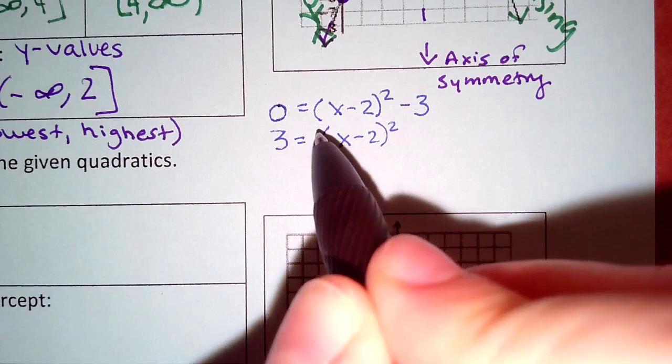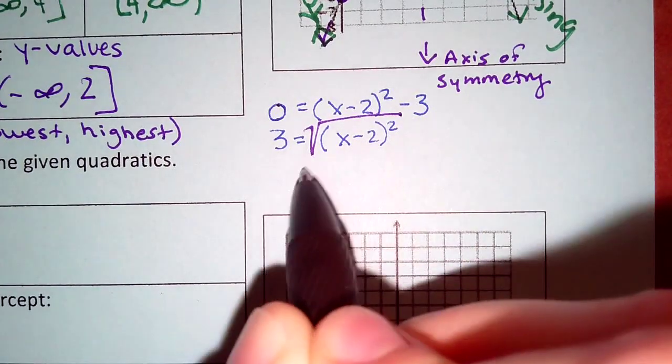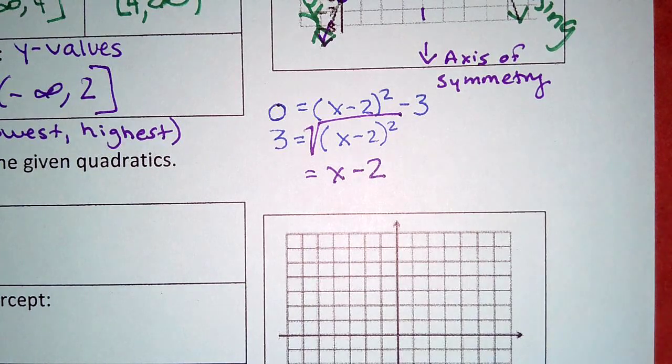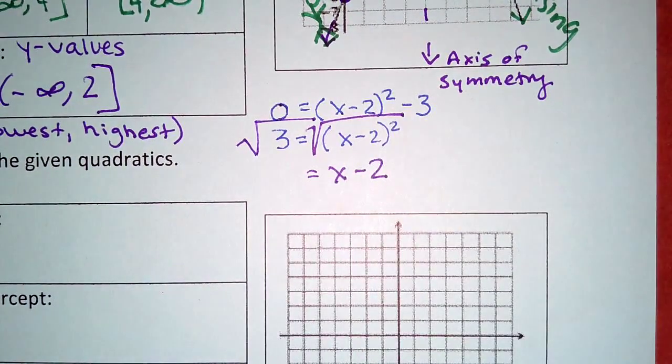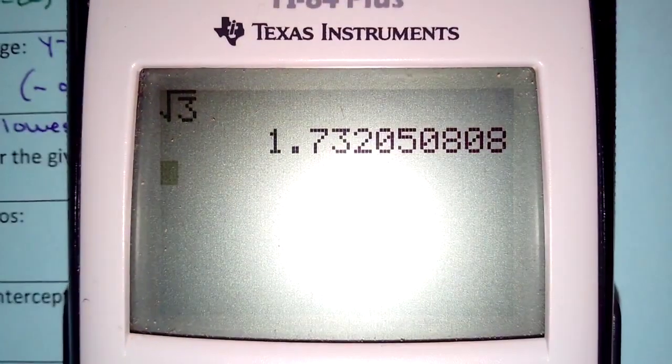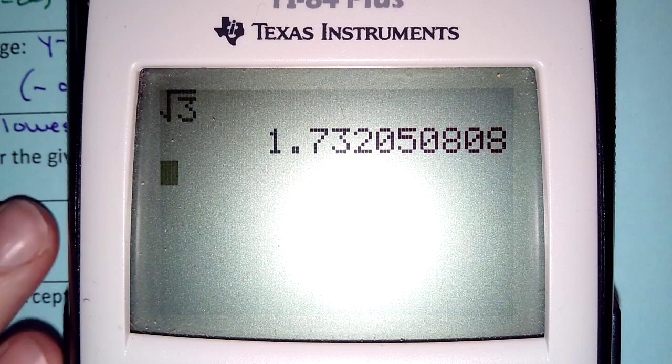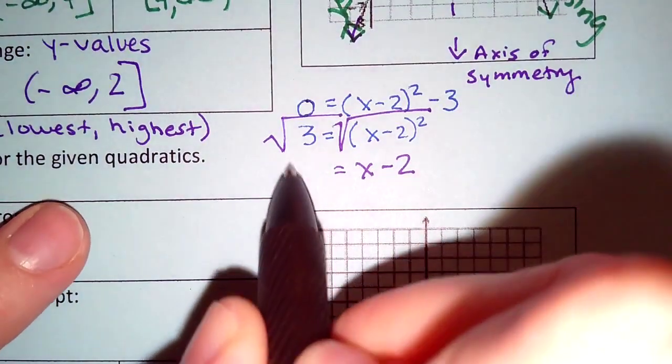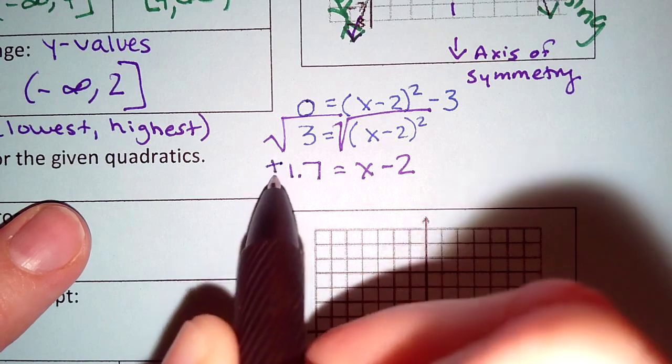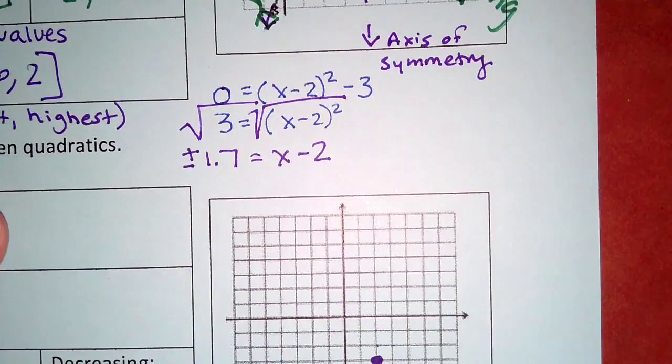So square root both sides. When I square root this side, I get x minus 2. When I square root the 3, you get 1.5. Good. So square root 3 is, actually, it's not. 3 divided by 2 is 1.5, but we're square rooting. So square root of 3 is 1.7. I was close enough. Close, but not close enough. Is it just 1.7? Positive or negative? So both versions. Could be positive 1.7, could be negative.